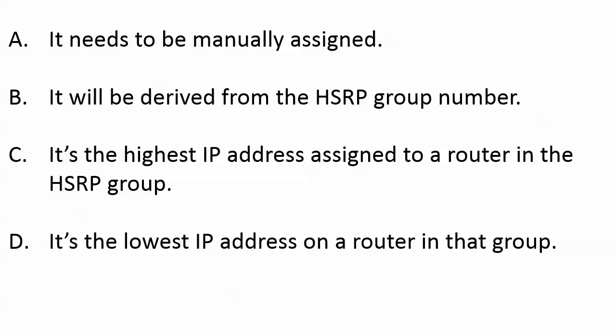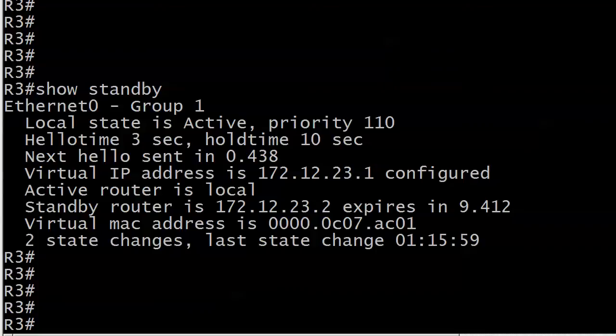A, it needs to be manually assigned. B, it will be derived from the HSRP group number. C, it's the highest IP address assigned to a router in the HSRP group. D, it's the lowest IP address on a router in that same group. If you want a moment to think about it, pause the video because we're going to head right into the answer, and I want to show you a little bit of lab work to go along with that as well.